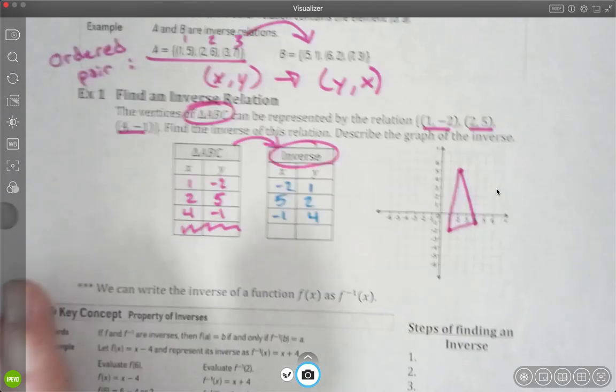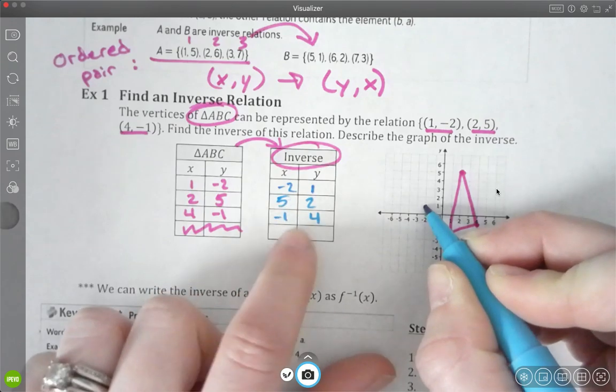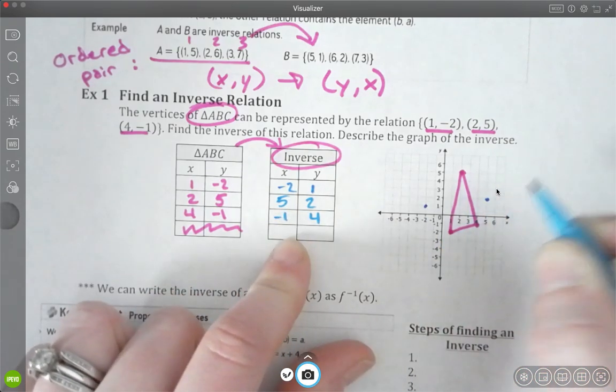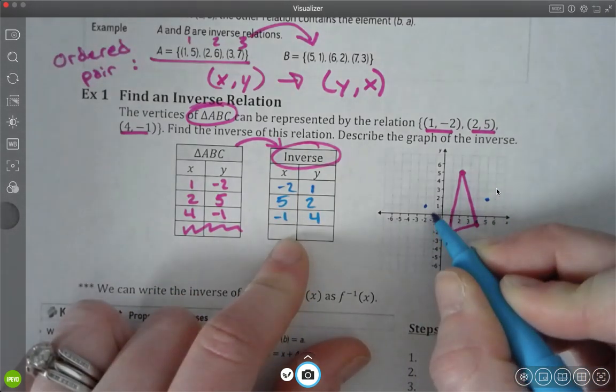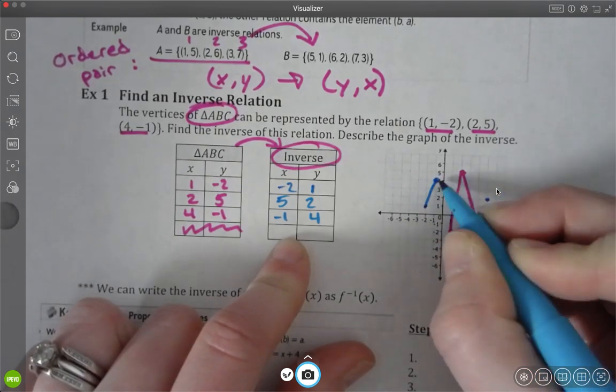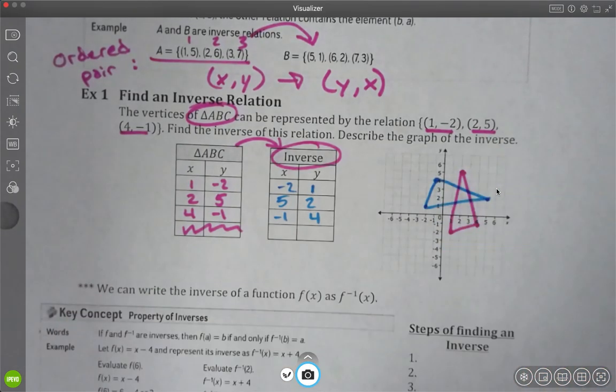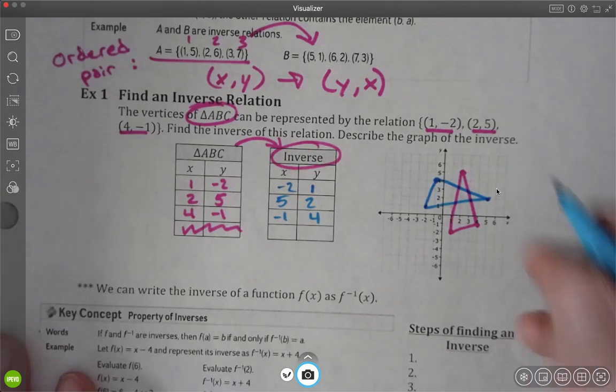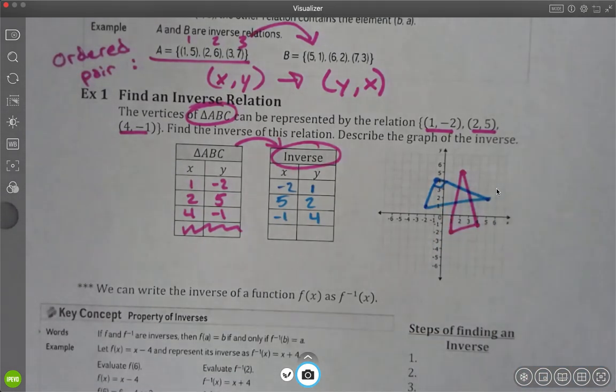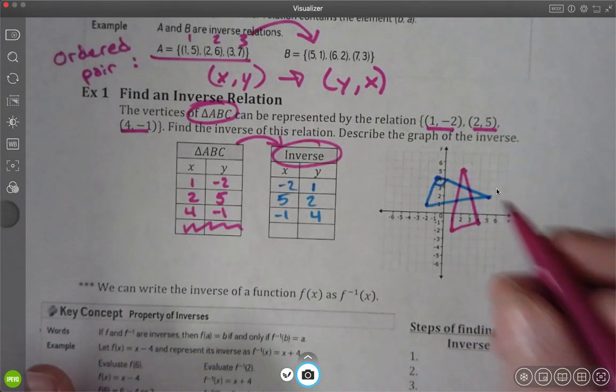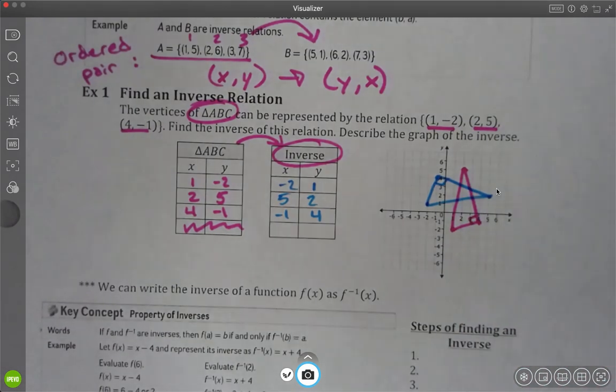If I graph that in a different color, -2, 1, 5, 2, and -1, 4. Here it is. I bet that's a right triangle. You guys don't know what you're talking about. I bet this is a right angle. You don't think that's a right angle? All right, so there's that.